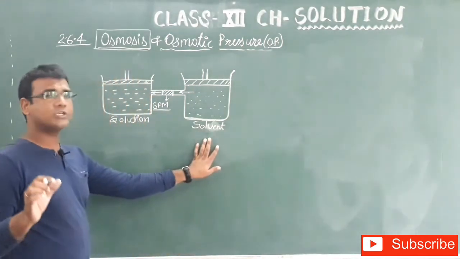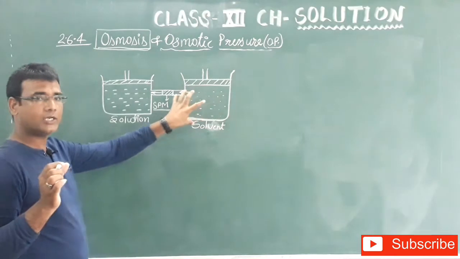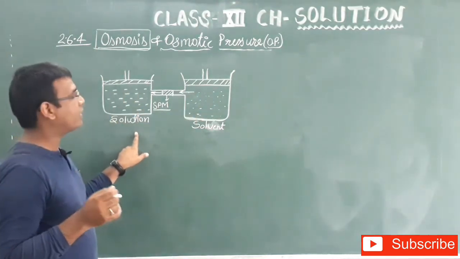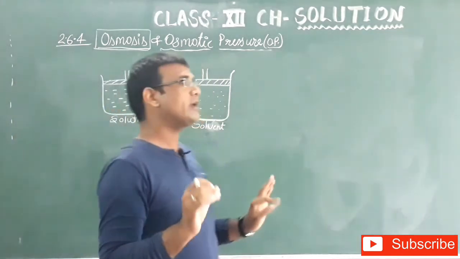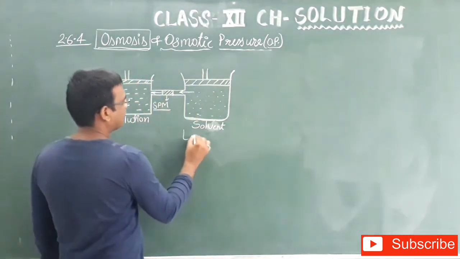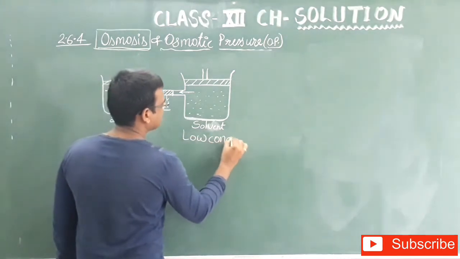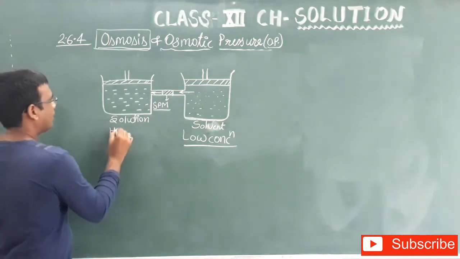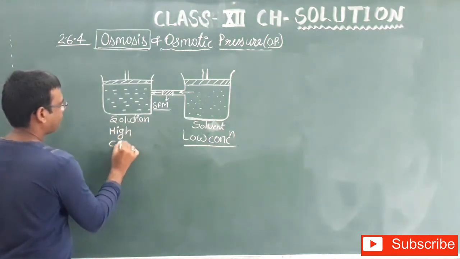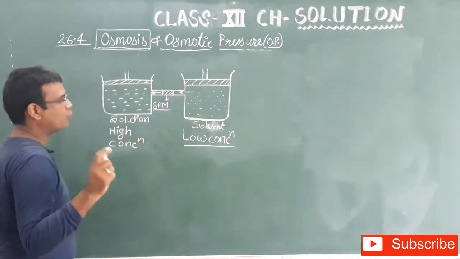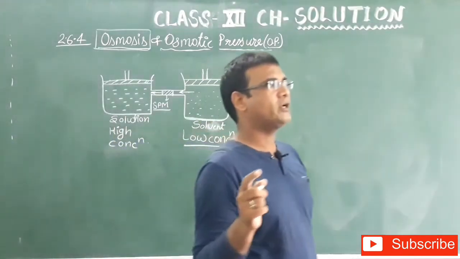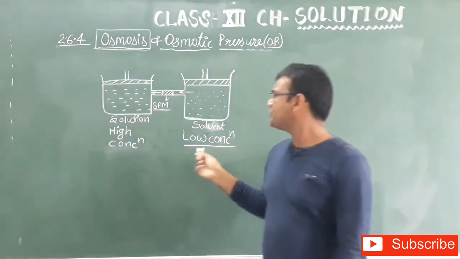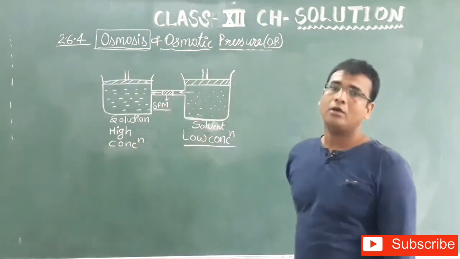In this case the concentration of solvent is more in this container. In this container the concentration of solvent is less. But when we are simply saying concentration, we mean the low concentration, because in this case there is no solute and here it is high concentration. So the movement of solvent particles or water molecules from lower concentration to higher concentration, that is called osmosis.